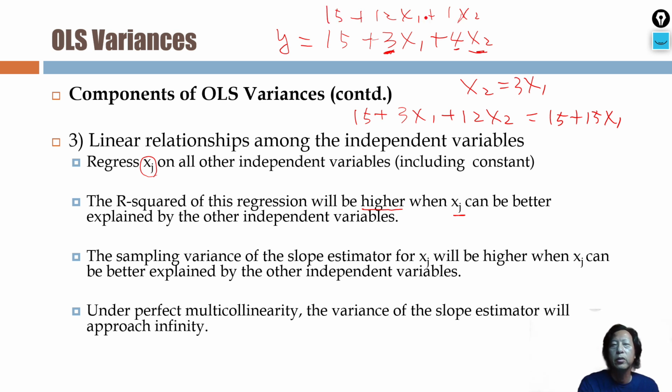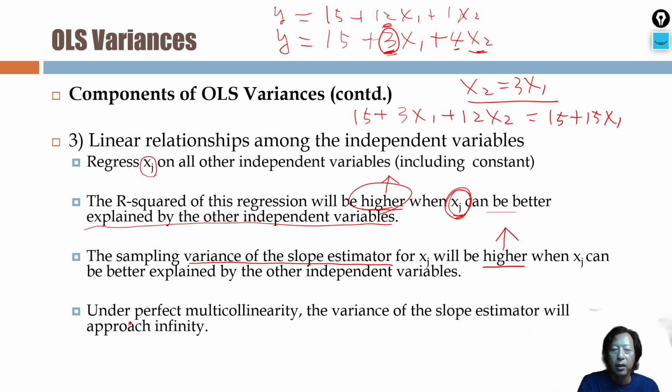Mathematically, these two calculations are exactly the same. Therefore, I cannot trust this number, and the variance will be higher. That's why this 3 can be like 3.6 or 4. It can be 5, right? If one factor can be better explained by other independent variables, then the R square of the regression will be higher, and then the sampling variance of the slope estimator will be higher. Of course, it can change a lot.